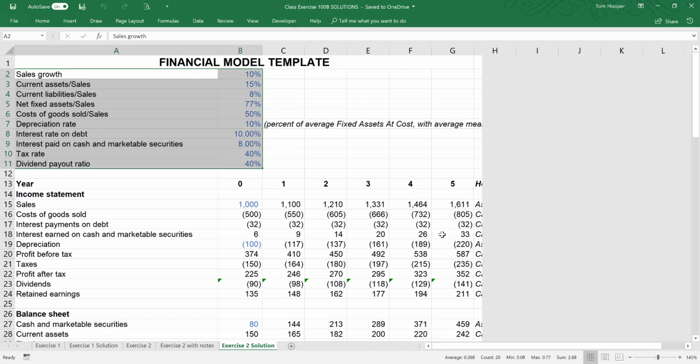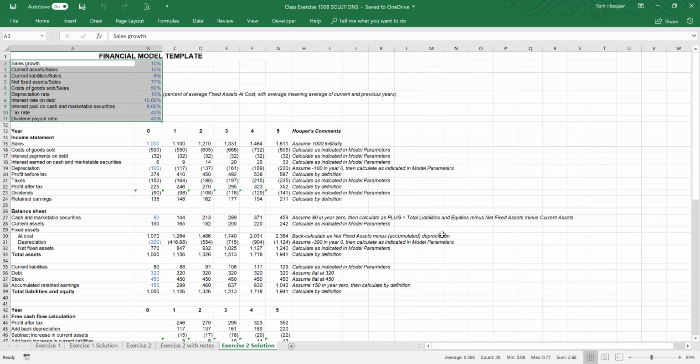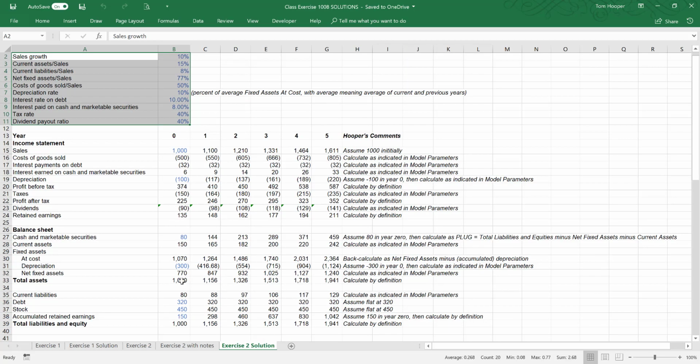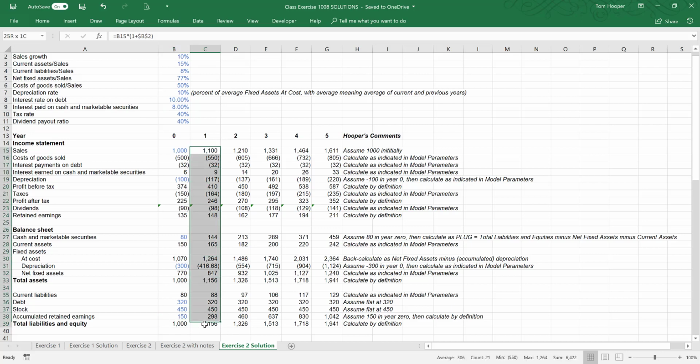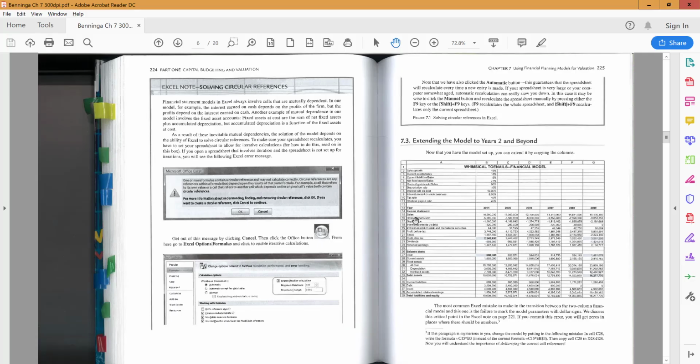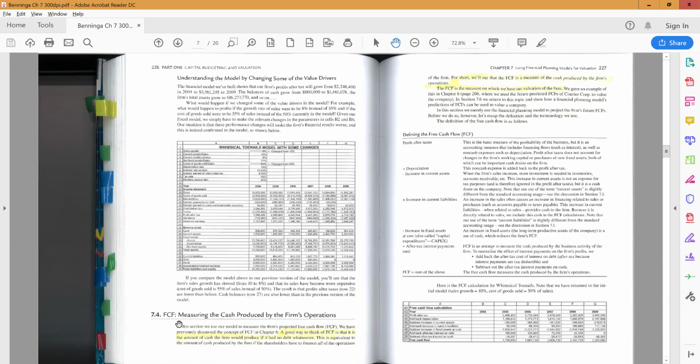Where we ended in class was at the bottom of the balance sheet. We got down to total assets and total liabilities and equity, and took year 1 calculations and projected them forward to year 5 just by copying, and then we had 5 years of pro forma statements here. The next step was to calculate free cash flow. We didn't have time to do that in class, but after section 7.3, where he extends the model to years 2 and beyond, he goes to section 7.4 and looks at the free cash flow produced by the firm's operations.